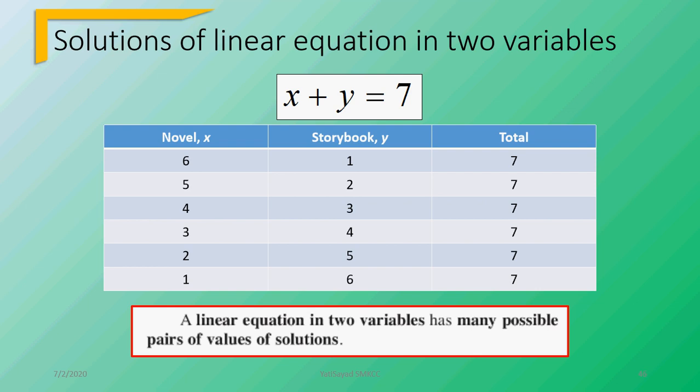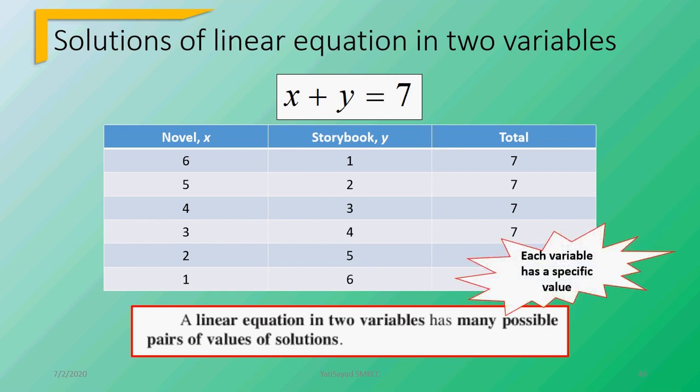These pairs are what we call ordered pairs. The term ordered pair is actually written in your textbook, page 136. Okay, so now let's look at another example. Oh yes, each variable has a specific value.